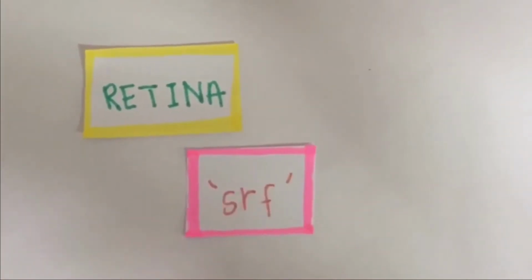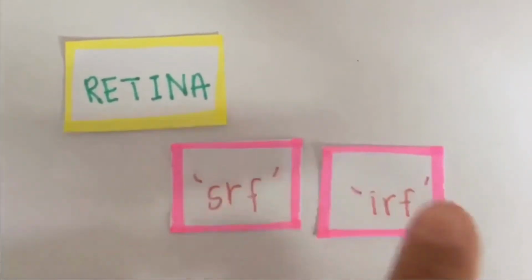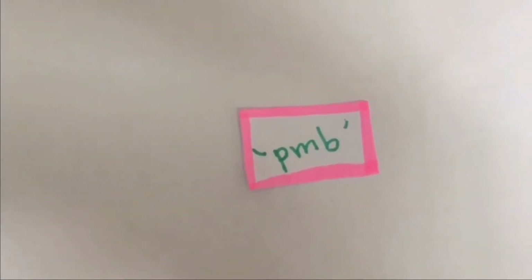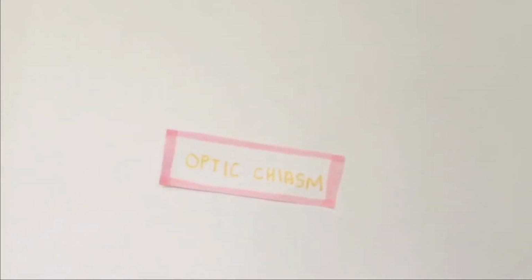Firstly, nerve fibers from the retina. Fibers from the nasal half come directly to the optic disc as SRF and IRF. SAF and IAF are from the temporal half. Fibers from the macular region pass straight in the temporal part of the optic disc as PMB. Next, nerve fibers in the optic chiasm.